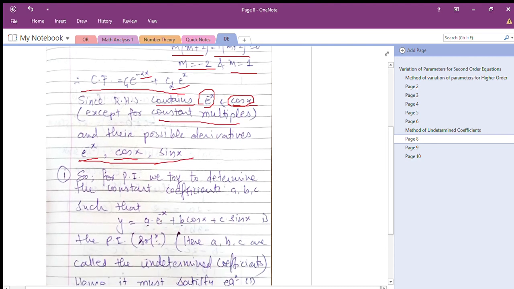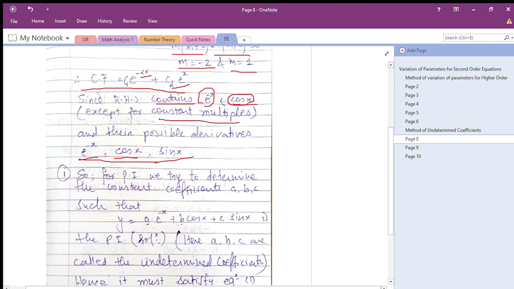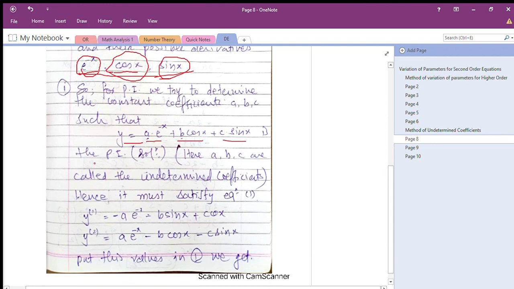Okay friends, now let us consider the particular integral, that means the solution, as y is equal to a into the first possible derivative e raised to minus x, b into the second possible derivative, and c into the third possible derivative. Suppose this is the particular integral. Here a, b, c are called the undetermined coefficients. That's why this method is known as the method of undetermined coefficients.